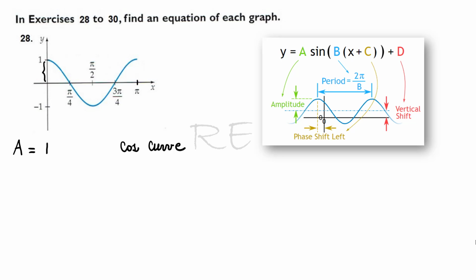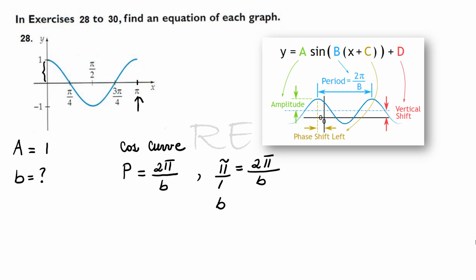We need to look for b because the period is equal to 2 pi over b. B should be the constant that multiplies the argument. So how do we look for b? Notice that the period on our curve is pi. So pi is equal to 2 pi over b, which means pi over 1 is equal to 2 pi over b.